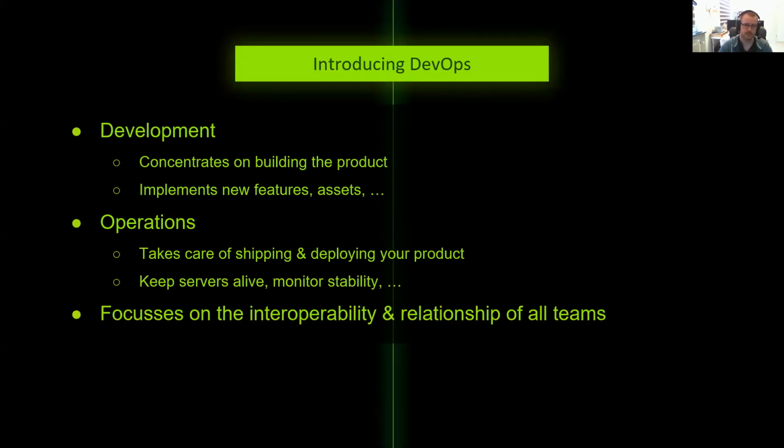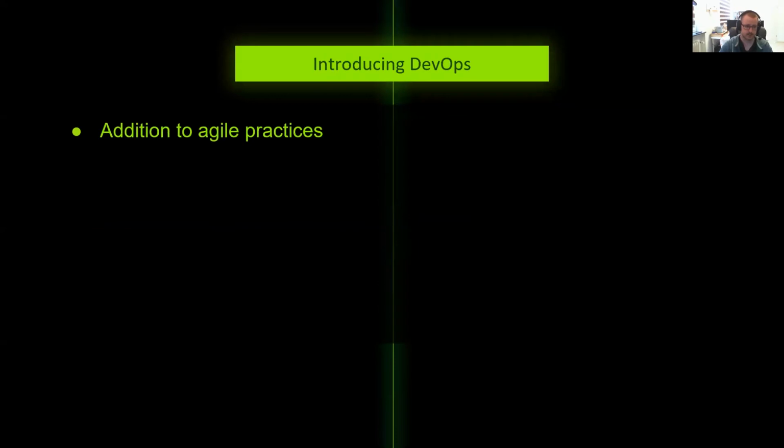What DevOps does is it focuses on the interoperability and the relationship of all teams involved in the product lifecycle. It does not replace agile practices, but it rather serves as an addition to them. What DevOps really is can be split down into at least 3 parts. There are extremely various definitions on the internet, and there's no one scientific correct definition for this, but it involves a few parts that are always the same or that each definition kind of has in common.